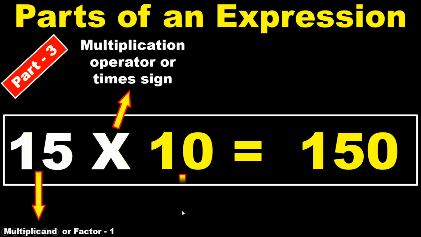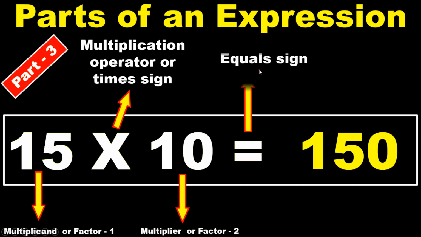The second number, 10, the number you multiply by, is called the multiplier, or factor 2. The equal symbol, followed by the equal sign. The result, 150, the final outcome of multiplying factors together, is called the product.